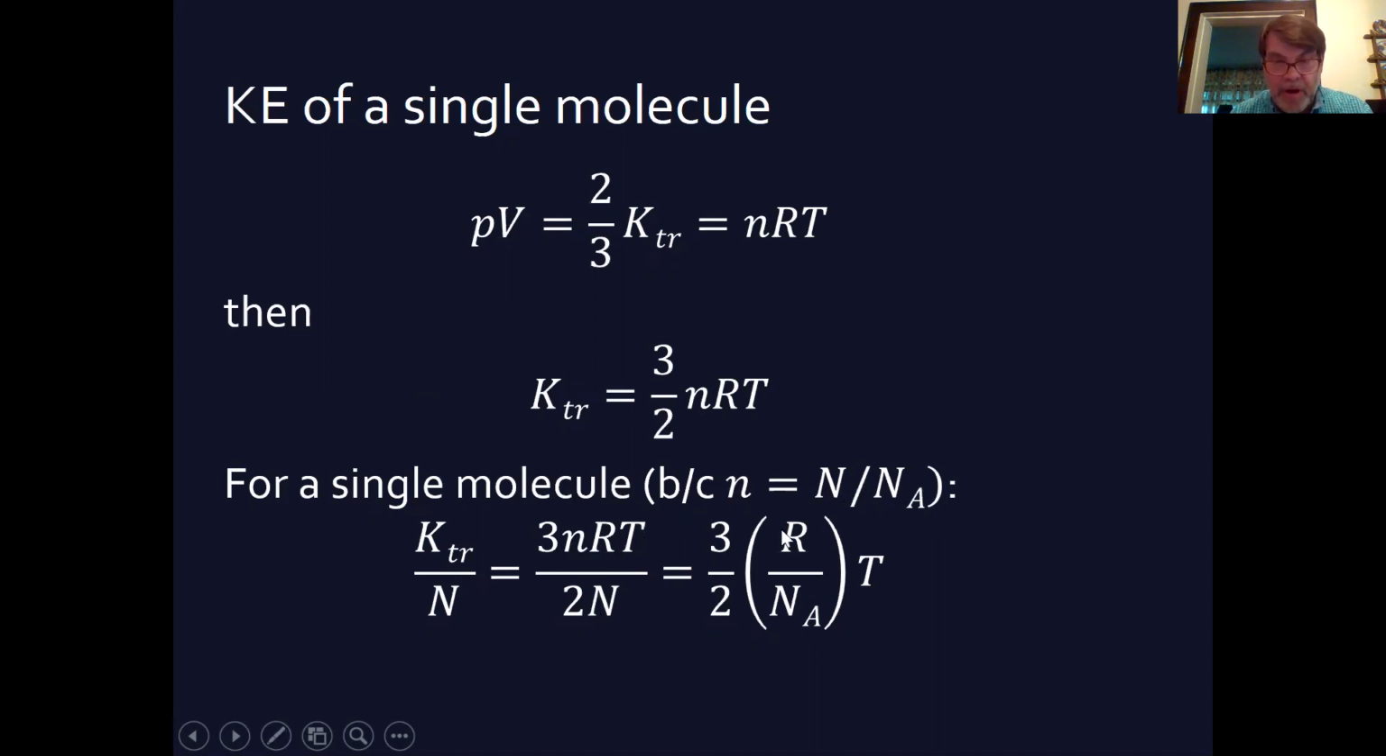So I've got the 3/2 RT still there. N over Na, there's the Na. What happened to the big N? The big N canceled out. This times this canceled out. And so I was left with R over Na. Okay, so here I've got another formula. Why did they do this? So this is the energy, another way of saying the kinetic energy of a single molecule.